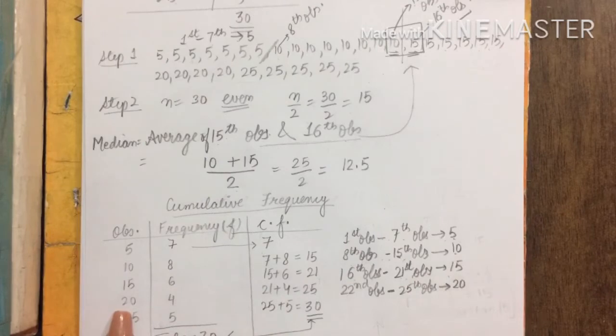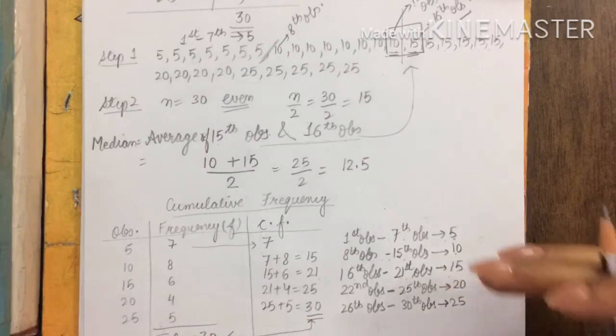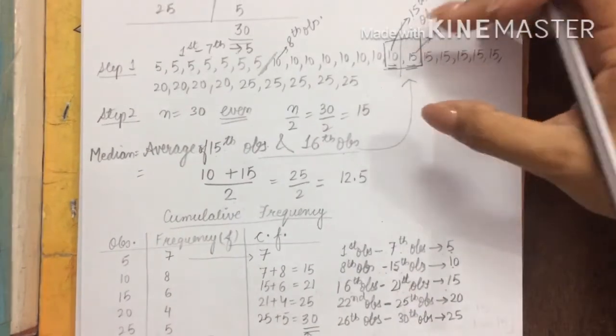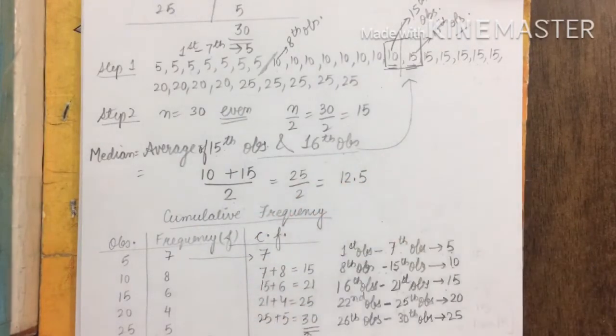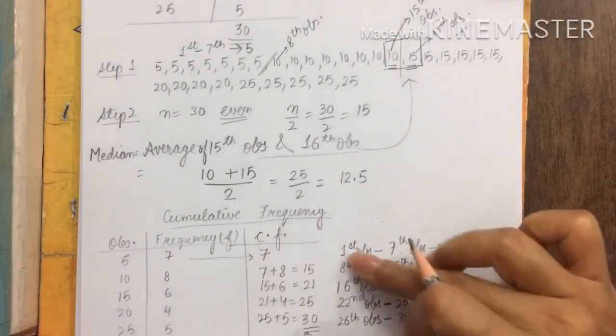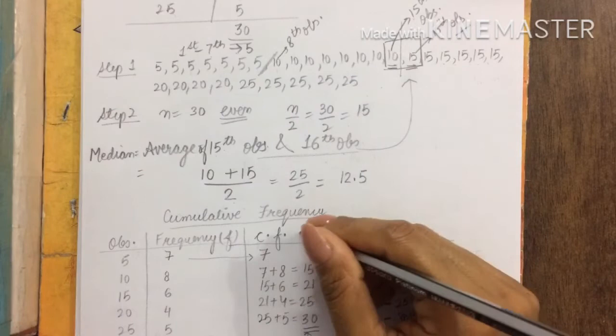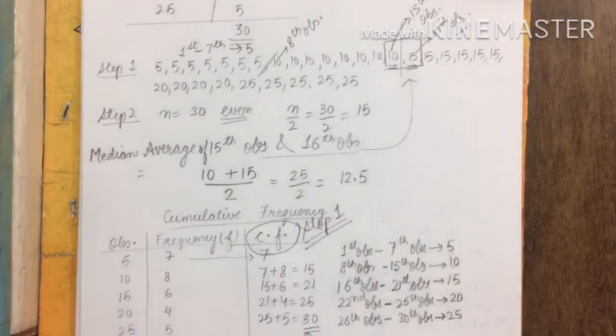And then from 26th place up to the last place. Last observation is the 30th observation. So this would be 25. So this is how this list has been put in a compact form with the help of cumulative frequency. Now, first step has been replaced by cumulative frequency. So this will be your step number 1. To calculate the cumulative frequency is your step number 1.